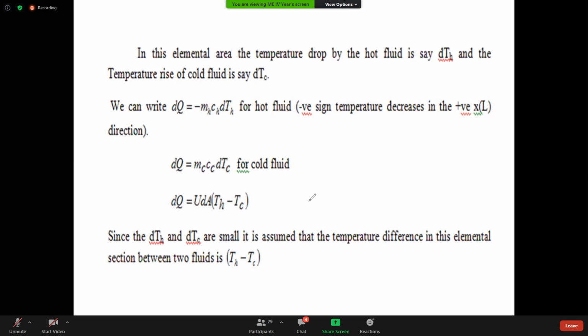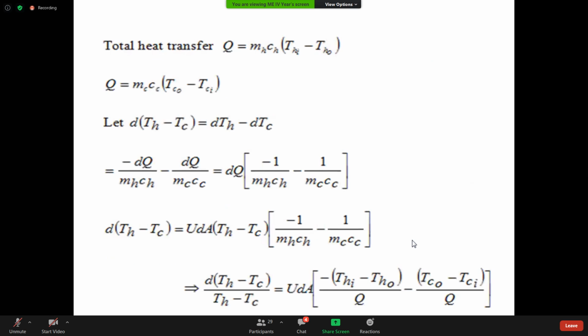So here, since dTH and dTC are small, it is assumed to be TH minus TC. That's last. These three equations are very important. The derivation: see here. Total heat transfer Q is equal to mH CH into (THi minus THo).